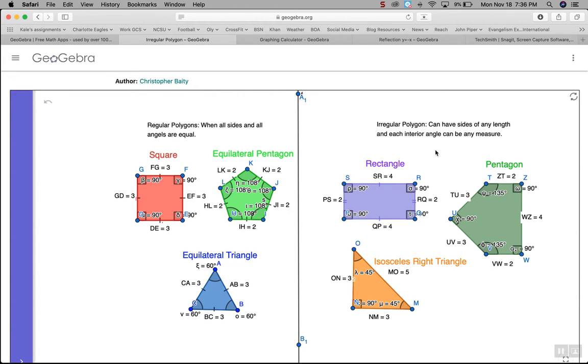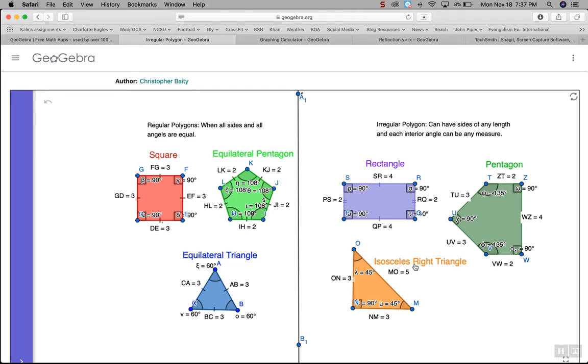Now, an irregular polygon can have sides of any length, and each interior angle can be any measure. And so we see here that this is an irregular polygon, the rectangle, because even though the insides are equal to 90 degrees, we see that QP is equal to 4, SR is equal to 4, but the other two sides, RQ and PS, they're equal to 2. So that's what makes that irregular.